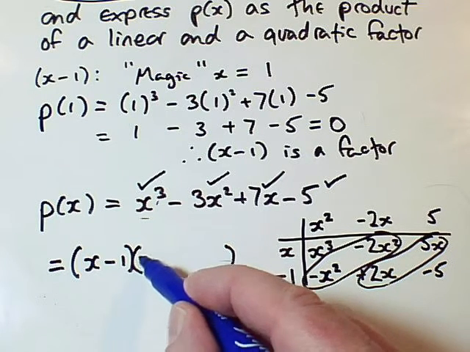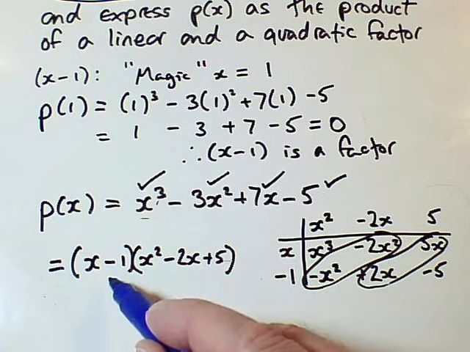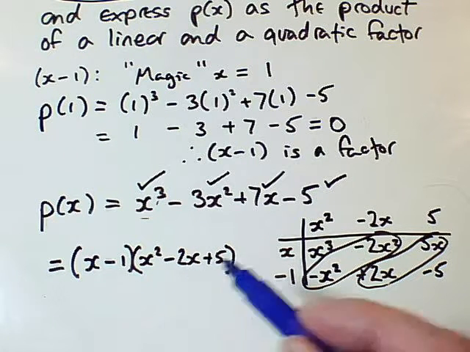So I can now fill in my second factor. Reading across the top of the grid, it's x squared minus 2x plus 5. Here's my linear factor, here's my quadratic factor, and I'm done.